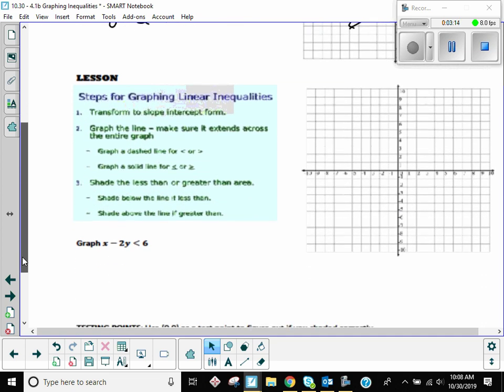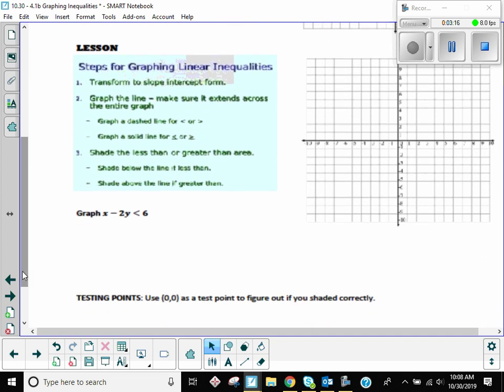Inequality is when it has less than, greater than, less than or equal to, greater than or equal to. So does this look very similar? Have you seen this before? Yeah. It's the same thing except one small change. What's the small change? It's not equal to. It's now an inequality. It has less than. So we start the exact same way. So what are we going to do first?